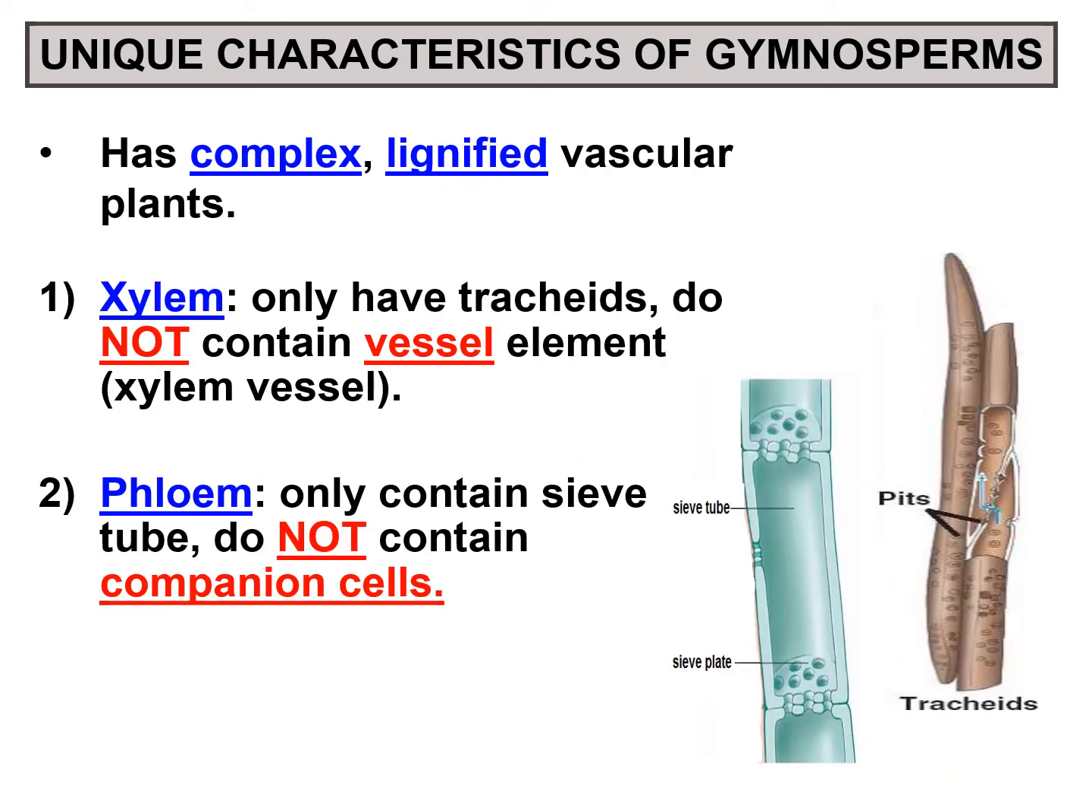Gymnosperms have complex, lignified vascular plants. Jadi dia dah advance ataupun lebih maju berbanding pteridophytes tadi. Pteridophyte dia ada vascular system tetapi simple vascular system. But gymnosperm, the vascular system is more complex. Because they have xylem, dia dah specific, specialized tissues, but the xylem only have tracheids, but they do not contain vessel element, while the phloem of gymnosperms contain only sieve tube, but they do not contain companion cell.